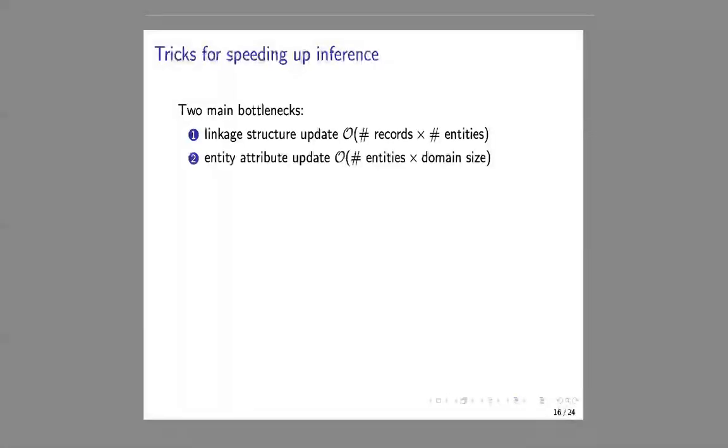Okay, so I just want to talk quickly about some tricks for speeding up inference. There's a couple of bottlenecks that might not be obvious from just thinking about the problem that I wanted to mention. There's a linkage structure update that we have to worry about, and this is of the order of the number of records times the number of entities. And then there's another bottleneck, which is the entity attribute update. This is the order of the number of entities times the domain size. So there's two different things we have to worry about here.